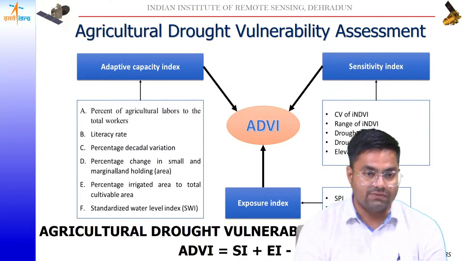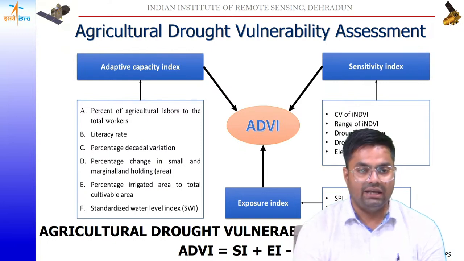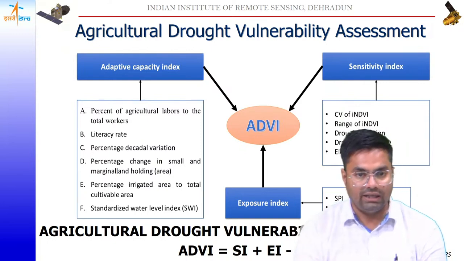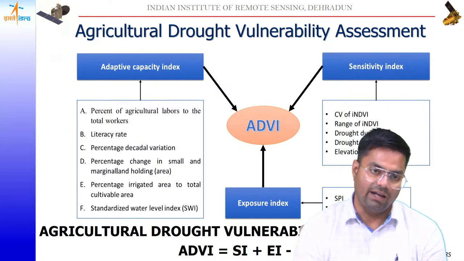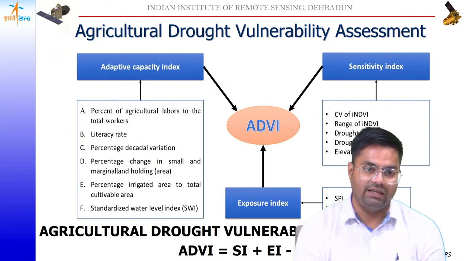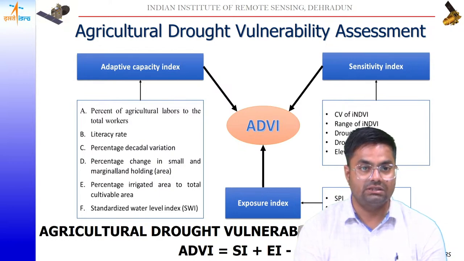That's why in this formula, ADVI, the SI and EI are integrated, but AI is negative, so that we decrease the values of the adaptive capacity index, which makes the system more inherently resilient as well as strengthens the system against the vulnerability scale.